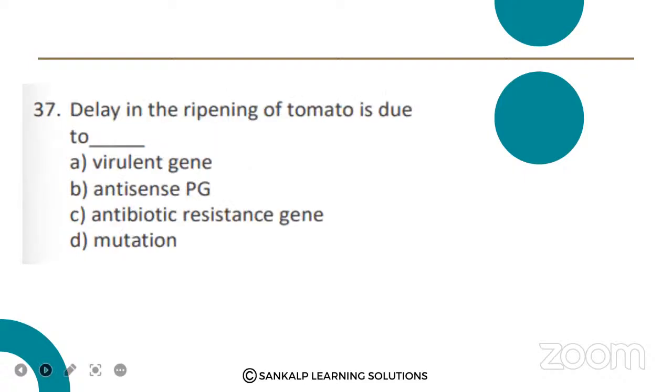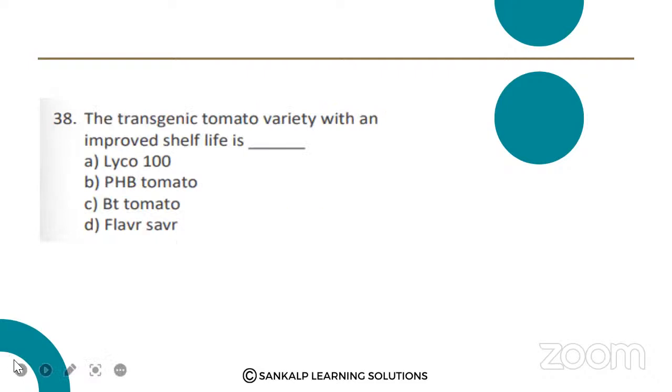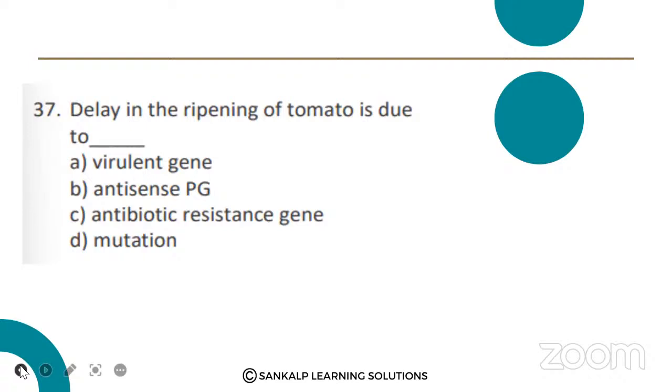37th question: delay in the ripening of tomato is due to option A, virulent gene; option B, antisense PG; option C, antibiotic resistance gene; option D, mutation. Most of them voted for option C, antibiotic resistance gene. Chat answers also option C.